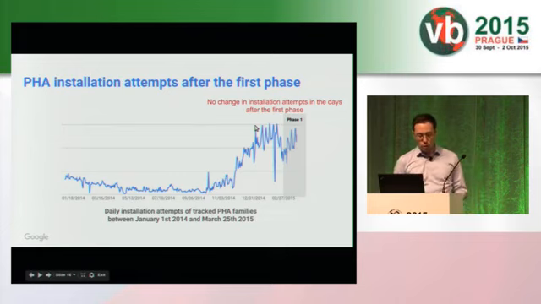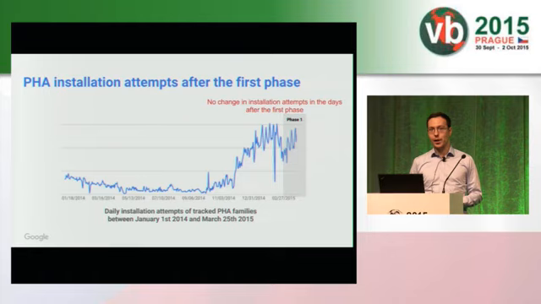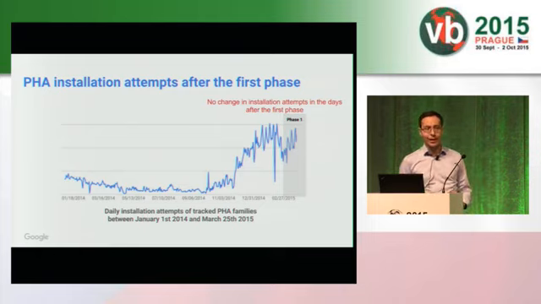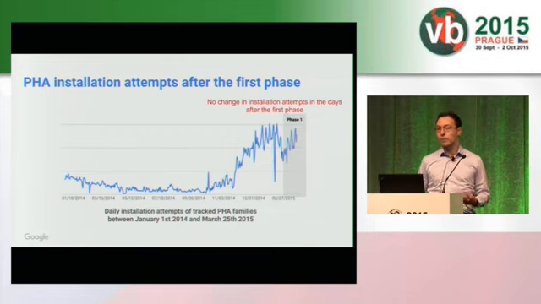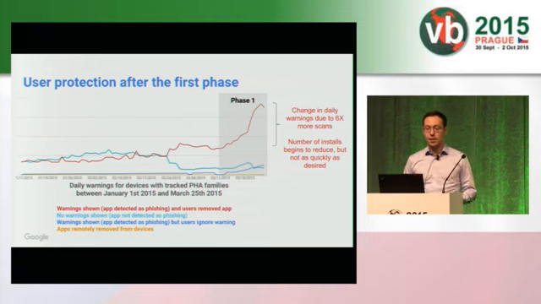Okay, so since we didn't disrupt any distribution channels and we didn't go after any domains or whatever, there was no real change in attempts after the first phase went live. So that was expected. We only warned users more often than before. And that can be seen in this chart. It's the same color scheme that I've already mentioned.